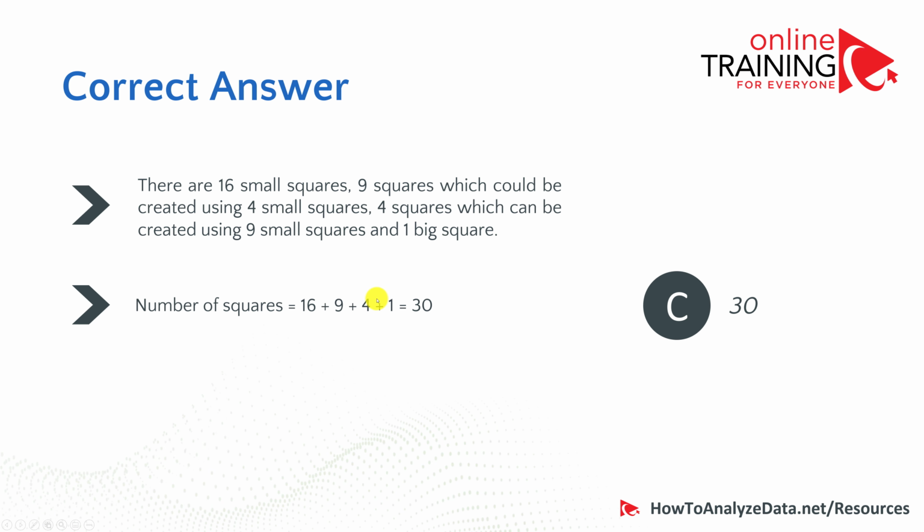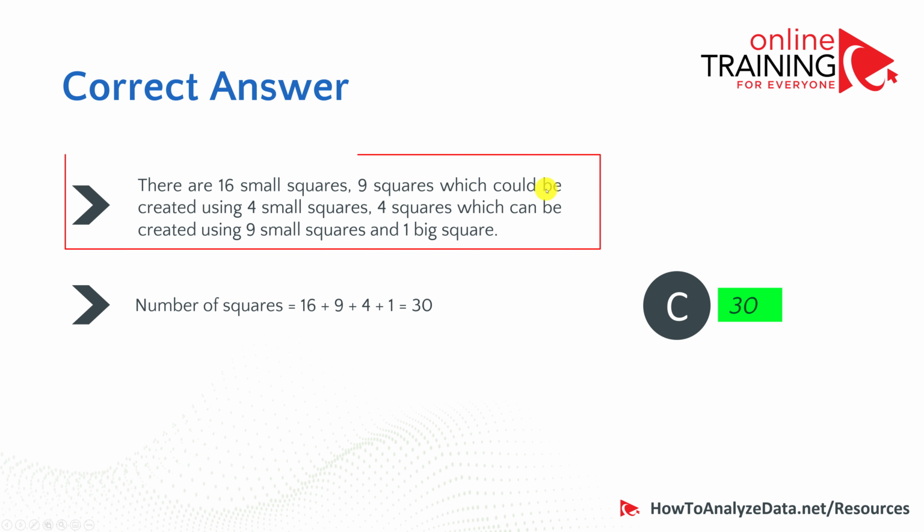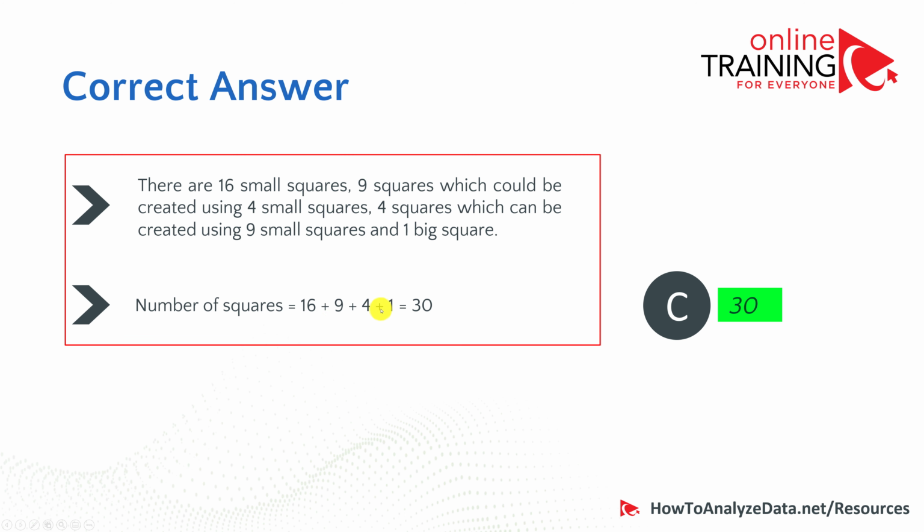And the correct answer is 30, because there are 16 small squares, 9 squares created using 4 small squares, 4 squares created using 9 small squares, and 1 big square. So that's how we come out with the answer 30. You have to know a little bit how to calculate it, but this question we see a lot as part of numerical reasoning tests and psychometric tests. So I just want to make sure that you guys are prepared.